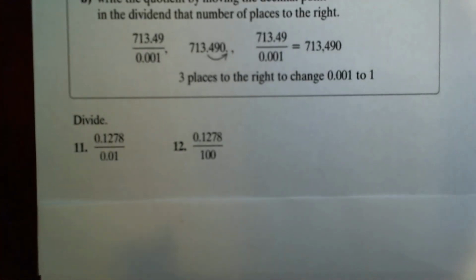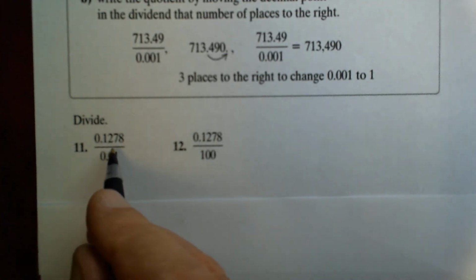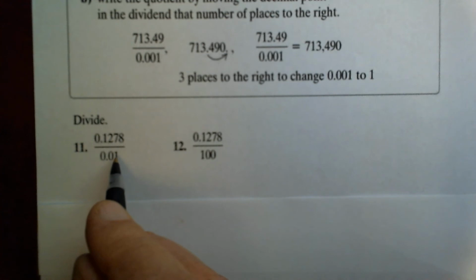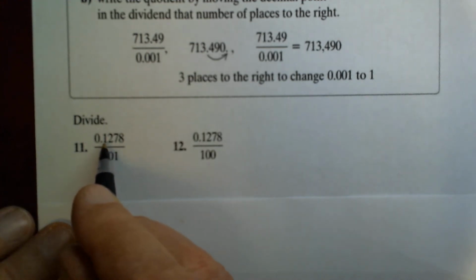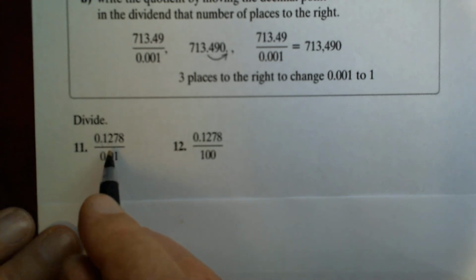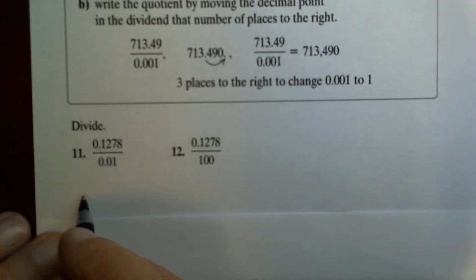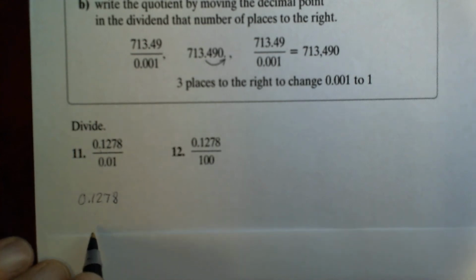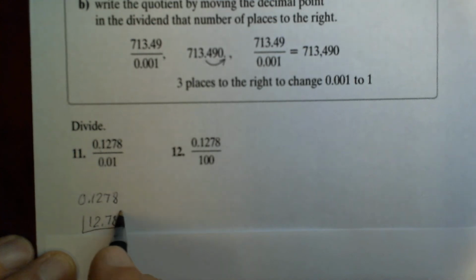So for number 11, 0.1278, when we divide that by 0.01, we count the number of places in the divisor. That's 2 places. So we need to move the decimal 2 places to the right. When we have the number 0.1278, and we move the decimal 2 places to the right, then the answer is 12.78.